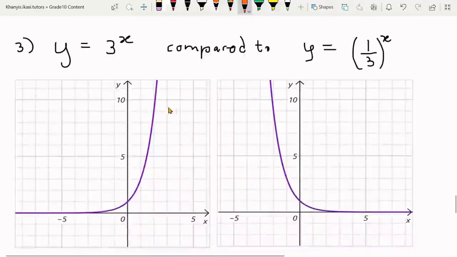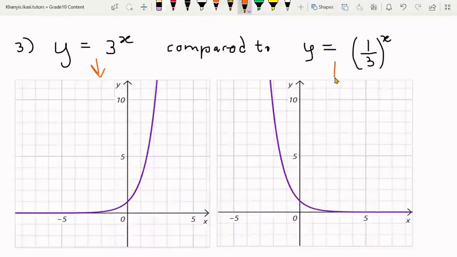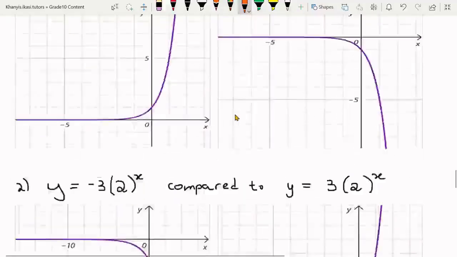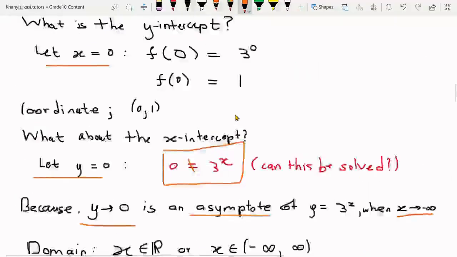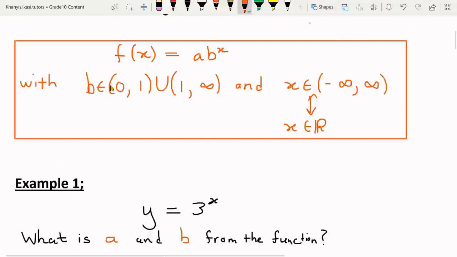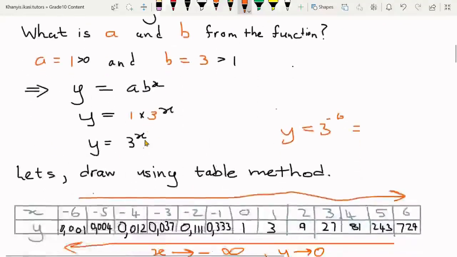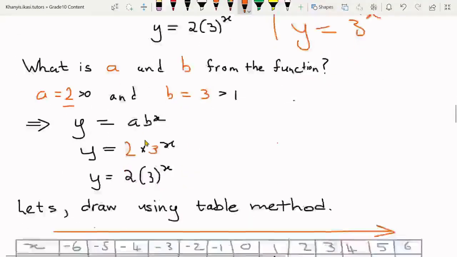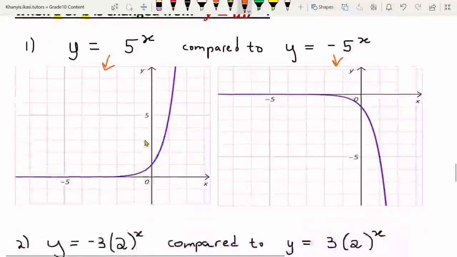The next comparison, we have 3 to the power of x, and here we have 1 over 3 all to the power of x. Now, what is happening here? We have 1 over 3. Now remember, they said b is in between 0 and 1, right? But we're not including 1 and we're not including 0. What are numbers in between 0 and 1? Those are fractions. Fractions like 1 over 3, 1 over 4, 1 over 2, 3 over 5, and so on, right? So those values, we can put them in as b.